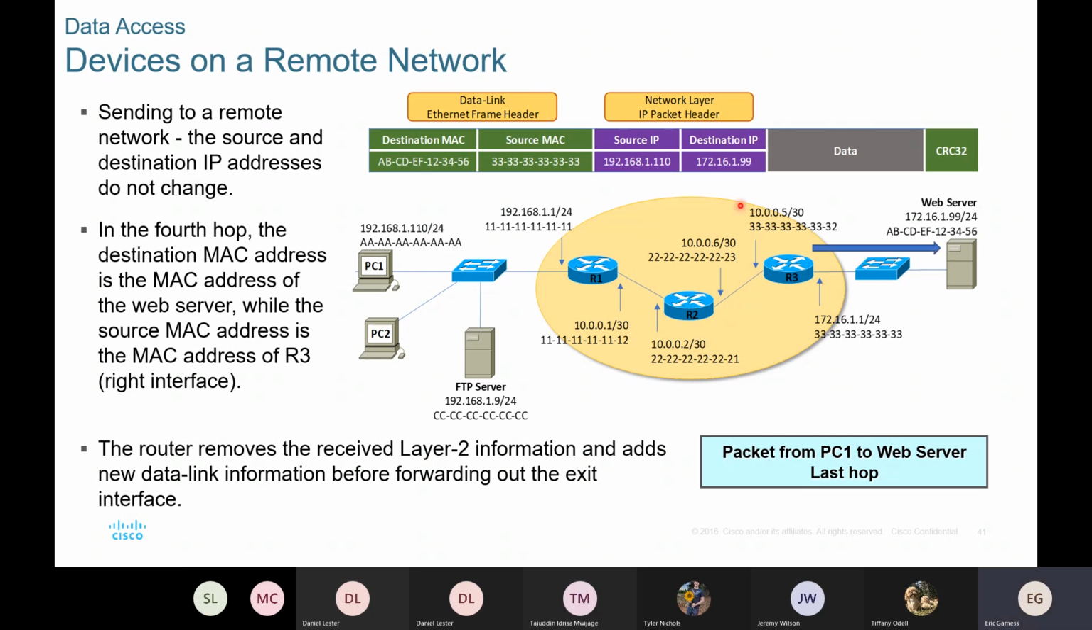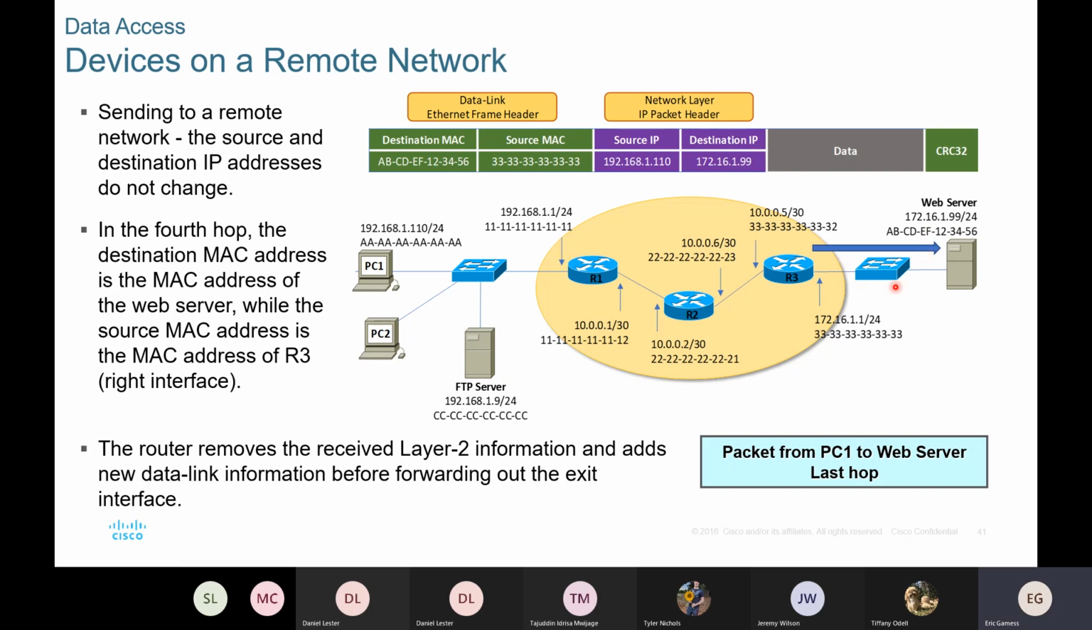So of course, in layer 3, which is the network layer, we will have a source IP address. We will have the IP address of PC1, which is 192.168.1.110, as you can see here. And as a destination IP address, since they don't change, we will have the IP address of the web server, which is 172.16.1.99, as you can see here.